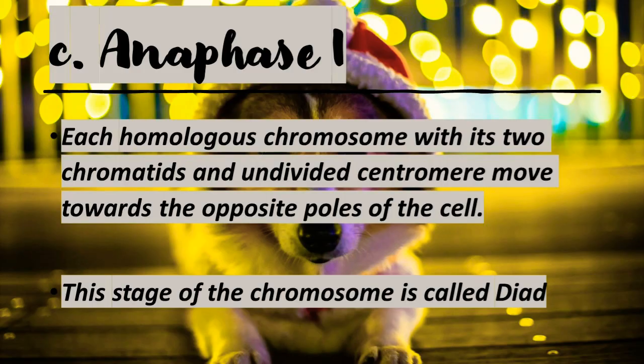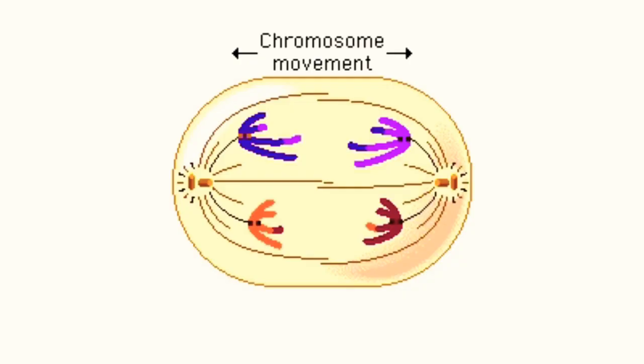Now let us pass on to anaphase 1. Each homologous chromosome with its two chromatids and undivided centromere moves towards the opposite poles of the cell. This stage of the chromosome is called dyad, D-I-A-D, dyad.